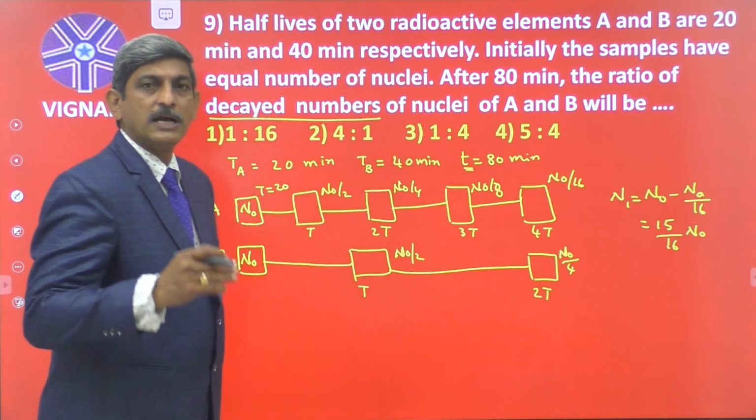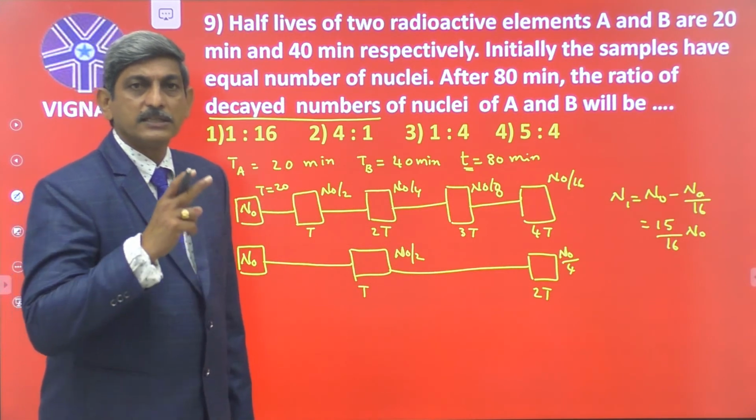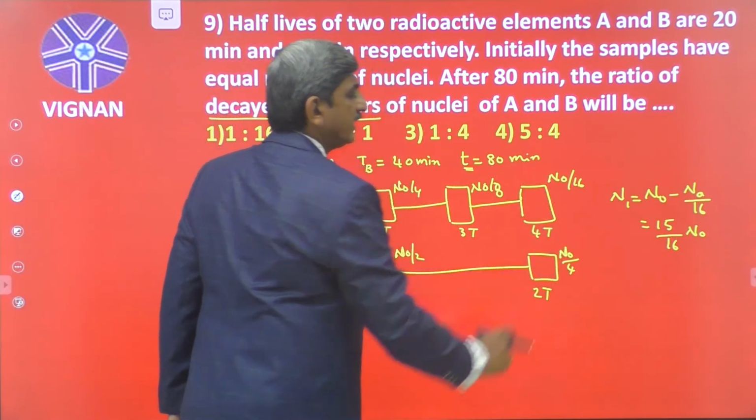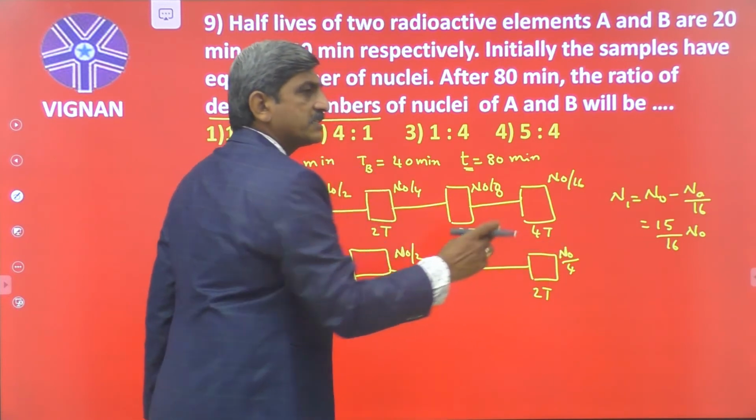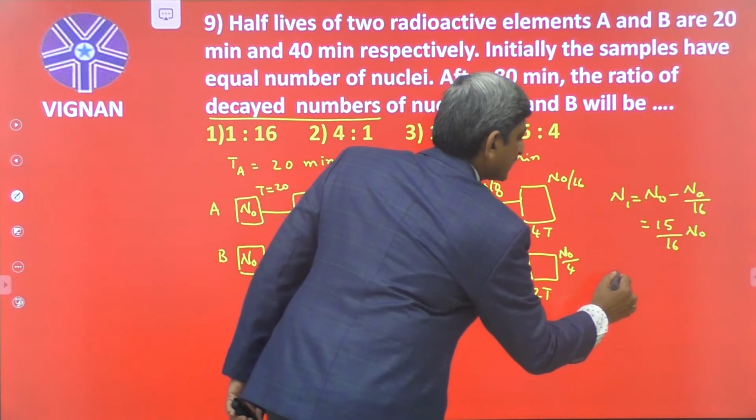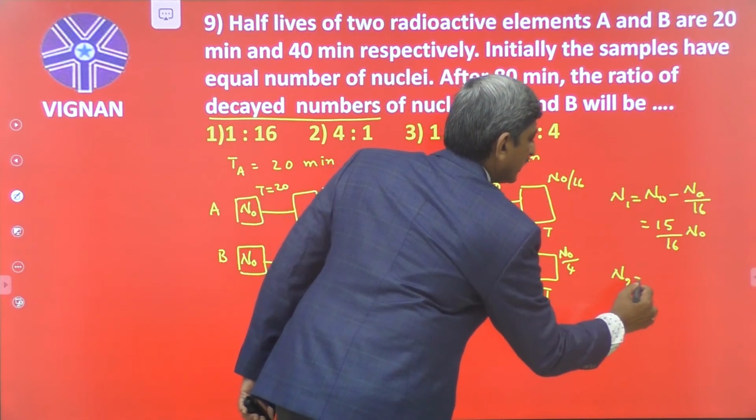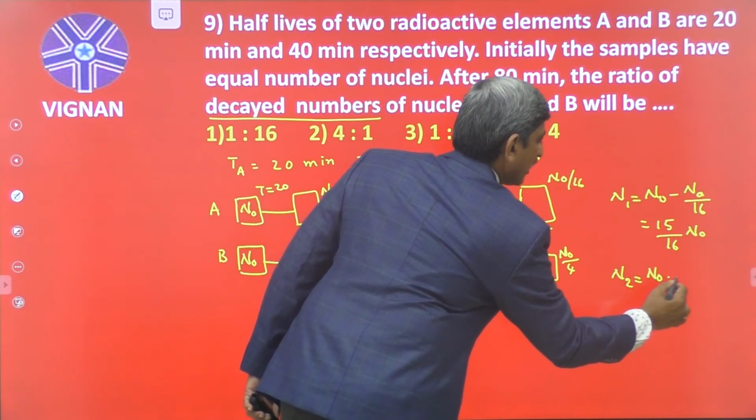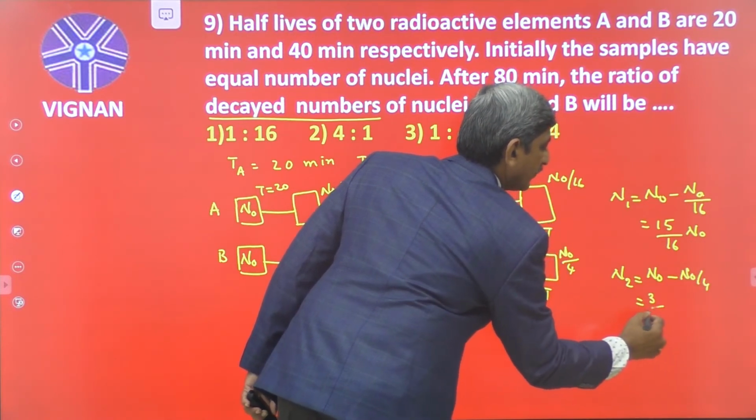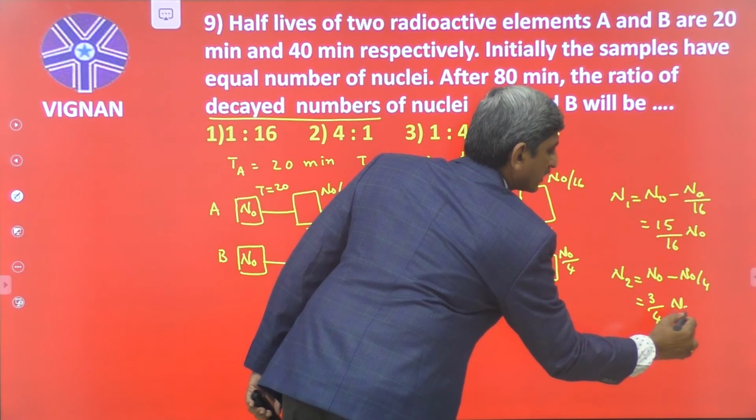That means after 2 half lives, the remaining number of the radioactive nuclei present in the sample is given by N0 by 4. If this number is present, how many number of the nuclei are decayed? That is given by N2 is equal to N0 minus N0 by 4. This is equal to 3 by 4 N0.